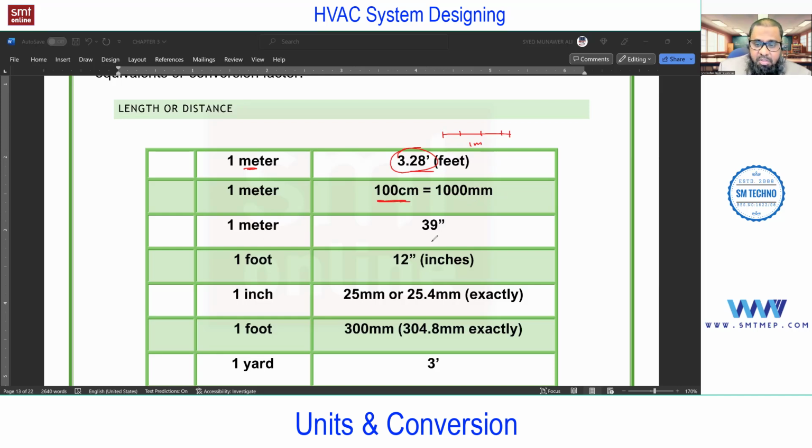Similarly, 1 meter in terms of inches, 39. How did I get this? You see, 1 foot equals 12 inches. So 12 into what? Please just take out the calculator quickly. You are going to learn a new point. Take out the calculator and find out. 3.28 multiplied by 12 is 39.36. Yeah, 39.36. But here I have taken 39.